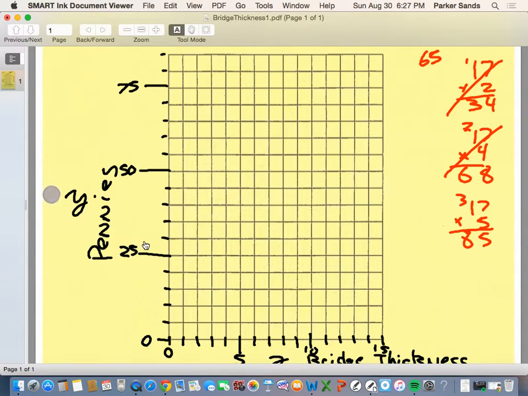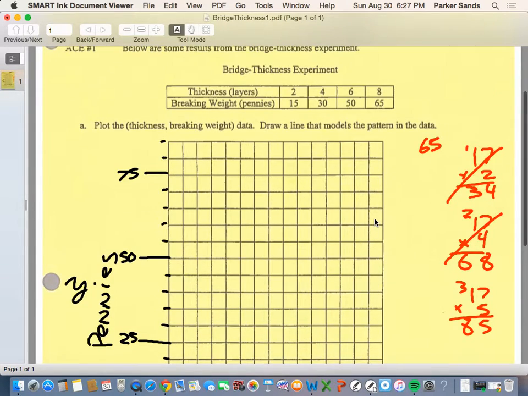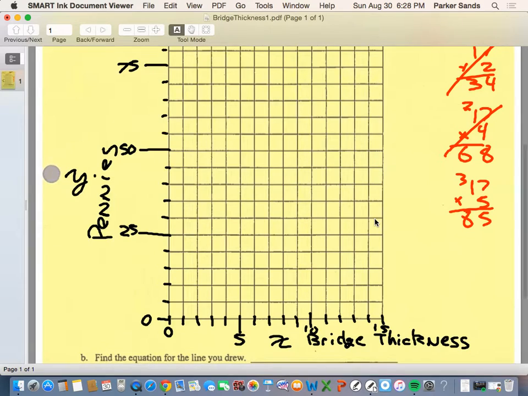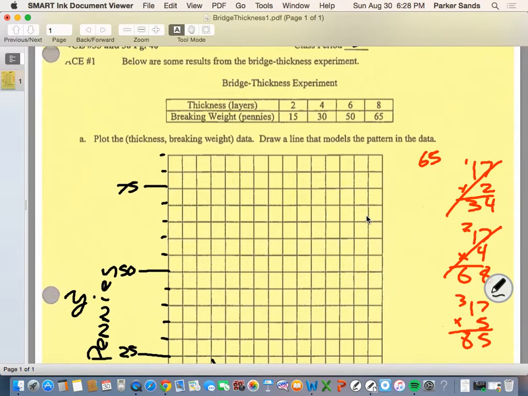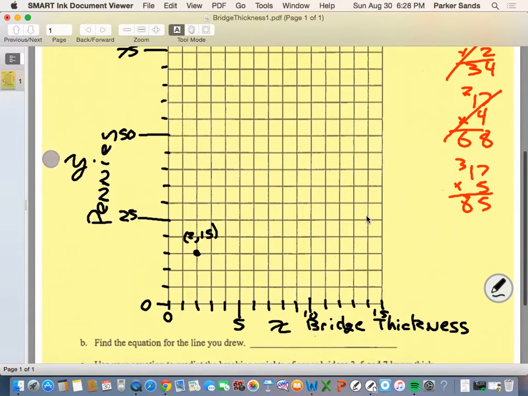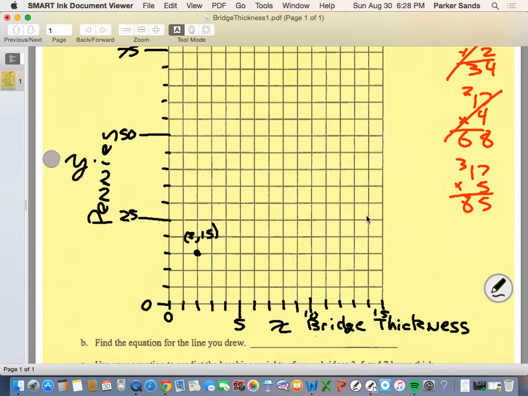Okay, so now that we have that, can we plot the points? So we're going to plot the point 2 thickness and 15 pennies. 2 over and 5, 10, 15 up. And we need to label our point 2 and 15. We also have the point 4 and 30. So we need to put that on there. 4, 25, this would be 30.